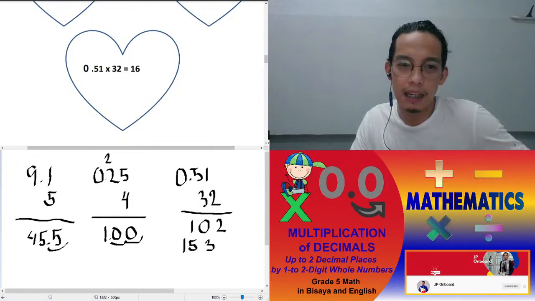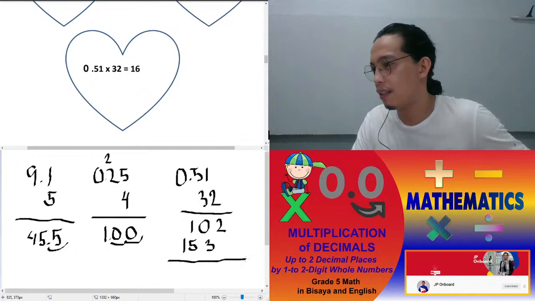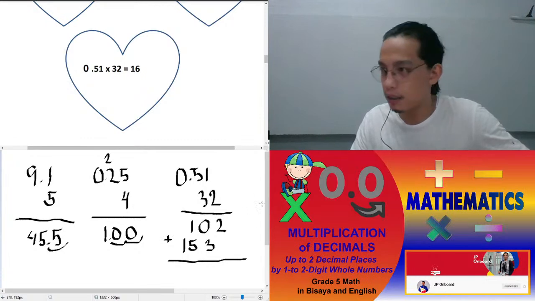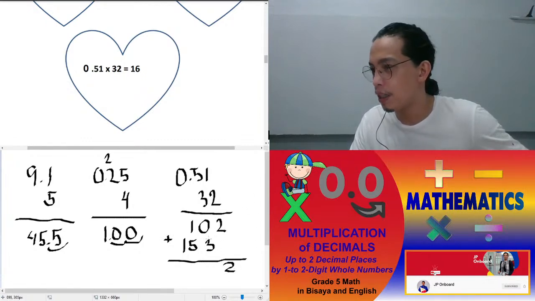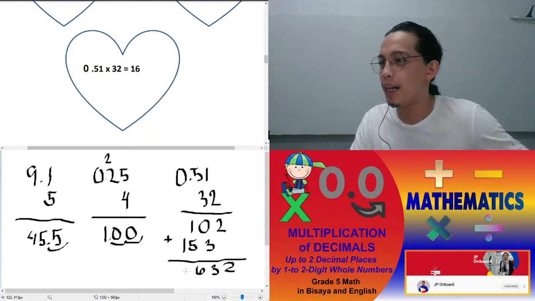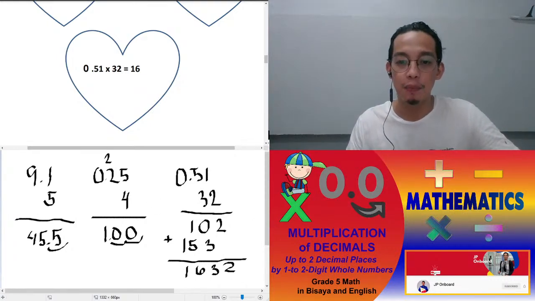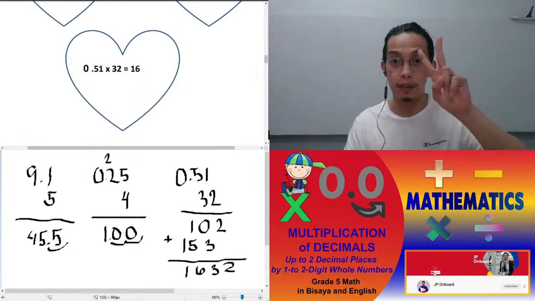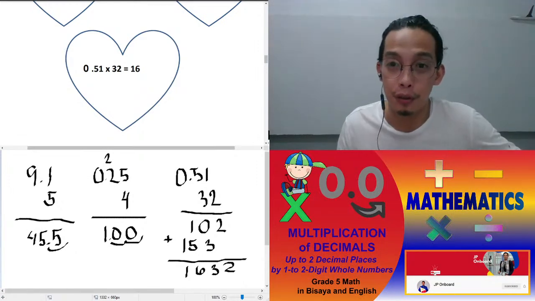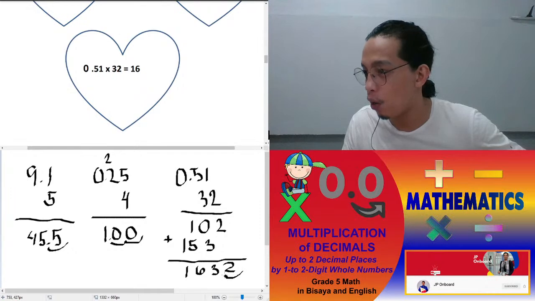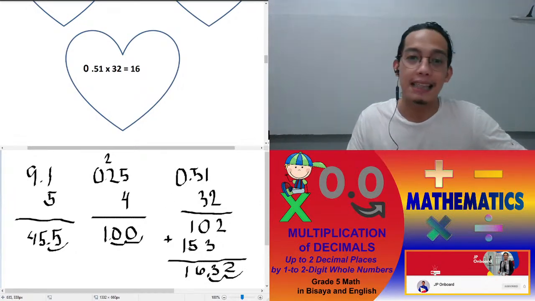All right. And then we add it, because we have two digits. So 2 plus 0 is 2, 0 plus 3 is 3, 1 plus 5 is 6, and 1 is 1. So we have 1,632, but we have decimal places pa. In 0.51, you have 2 decimal places. In 32, you don't have. So you only have 2 decimal places. So we start from here, 1, 2. So the answer is 16.32.